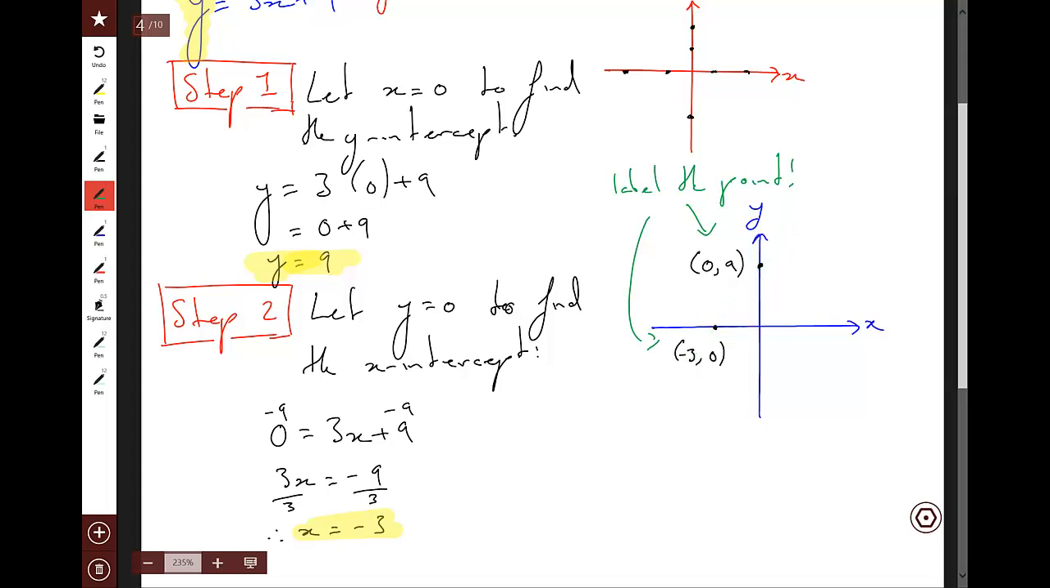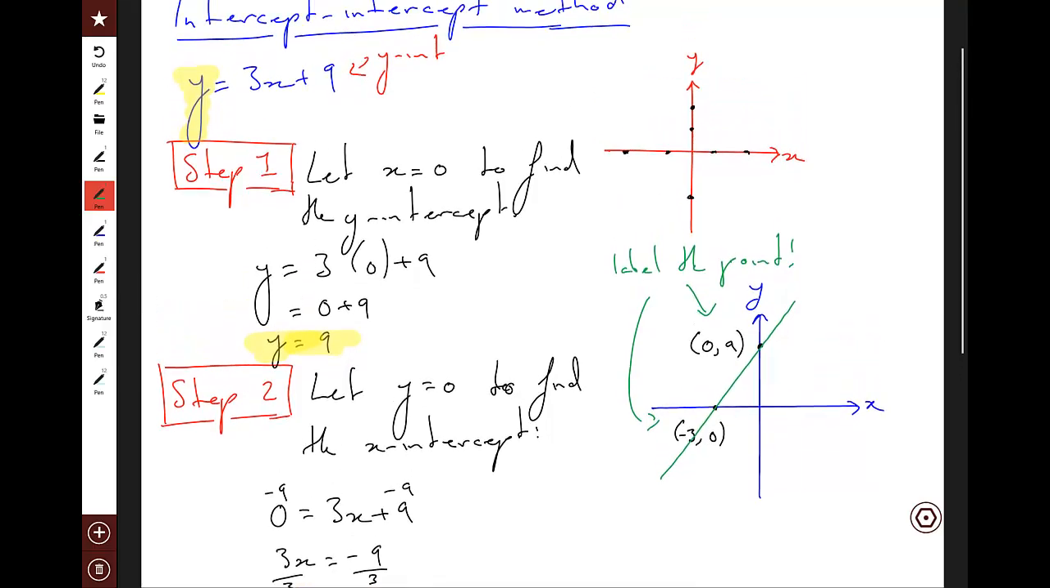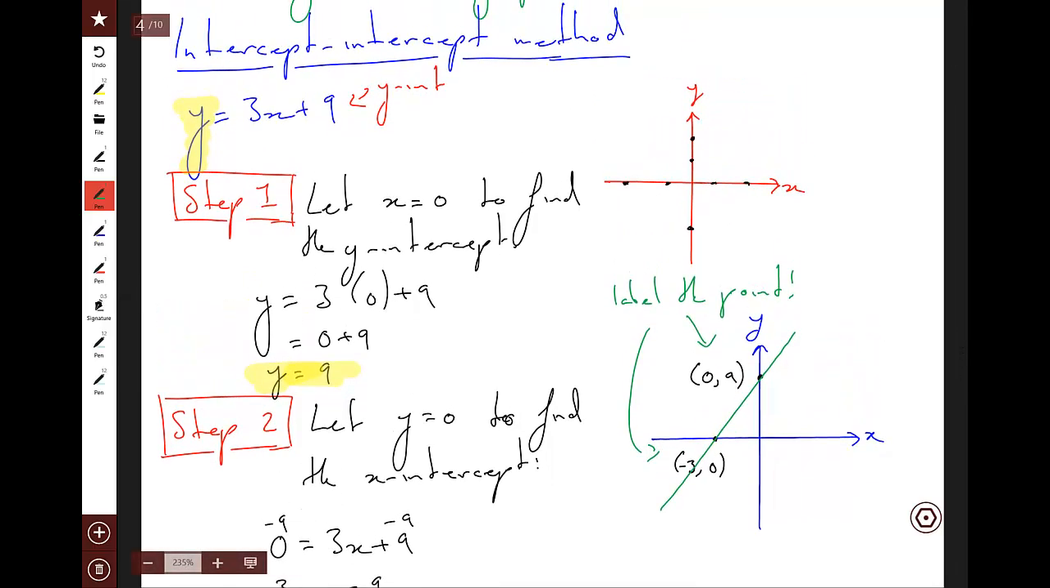Again, I'm on a computer. Your line should be straighter than that, but it's a straight line that goes through the 2 points that you've labeled, and that's it. We're done. So that's all you need to do to graph any line.